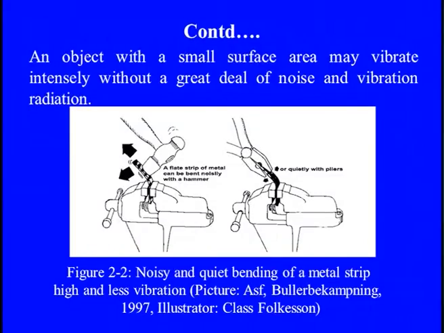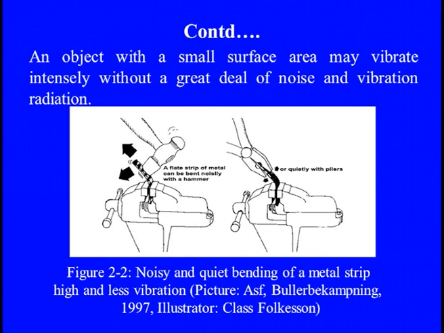So, this is what the situation is. An object with a small surface area may vibrate with a huge amount of intensity even without a great deal of noise and vibration radiation. So, you can see that when the impact forces are on this strip, a huge amount of acoustic radiation is there, and the vibrations are being transmitted right there.